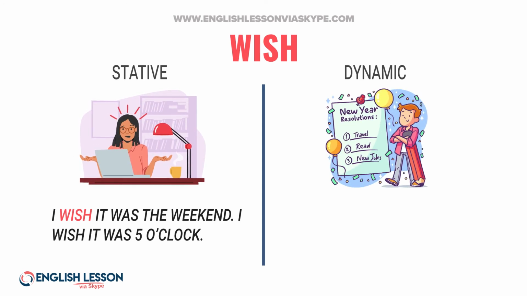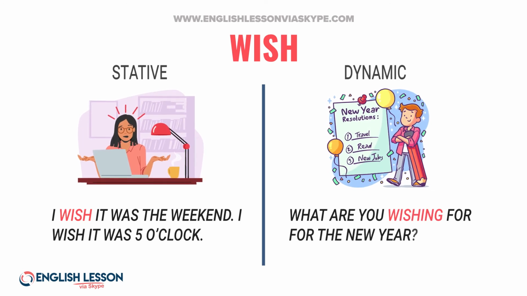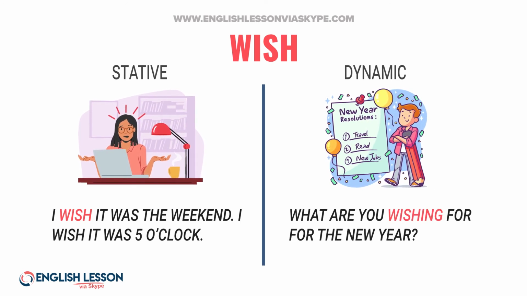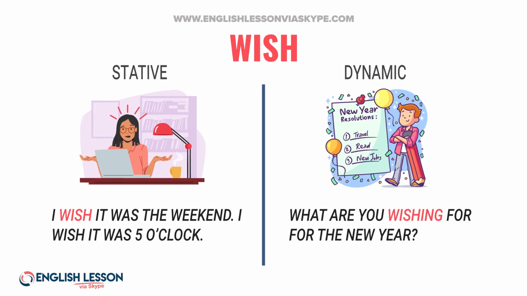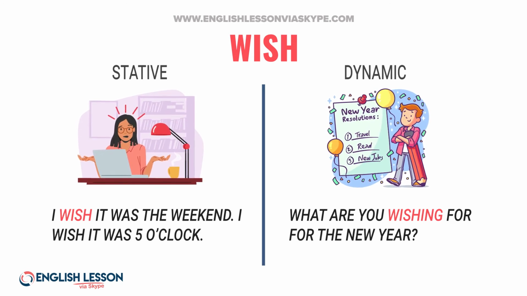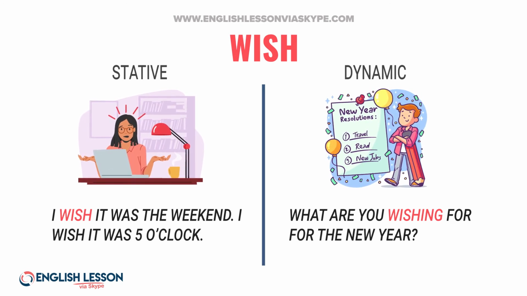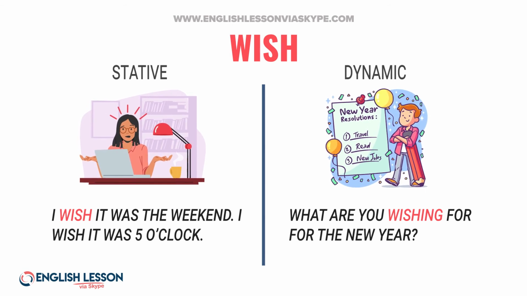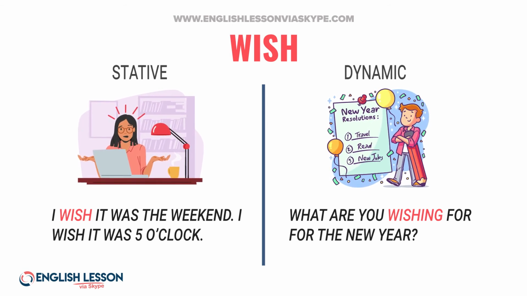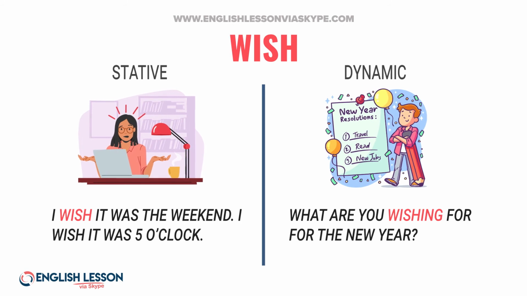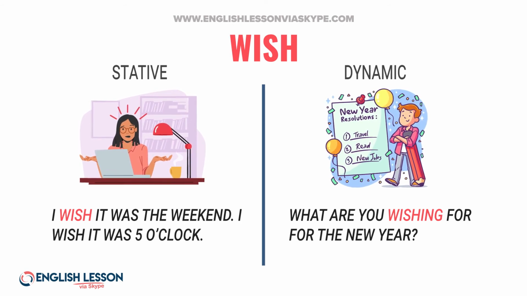And in a more dynamic way, somebody can ask, what are you wishing for the new year? What are you wishing for your birthday? So is there some specific or special gift you want? Is there something specific or particular that you want to happen in the new year? What are you wishing for? What are you hoping for? So these are all good examples, as I said, of those stative verbs.